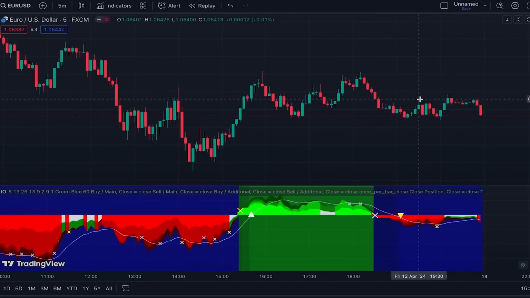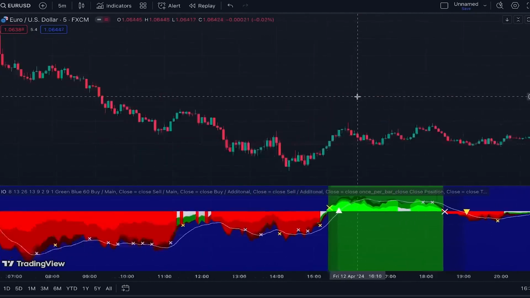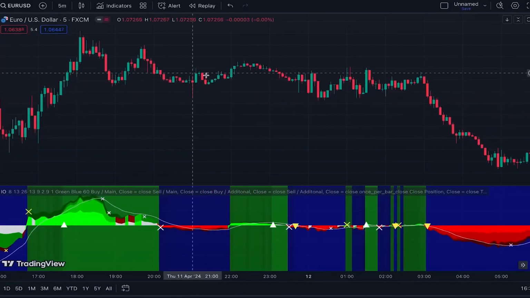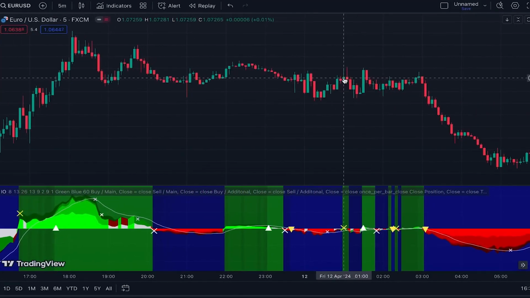The reason for this is that the market is in a trading range and moving flat here, as you can see. Let me scroll back to show you another example here. Here also the market is in a trading range, as you can see, and you will have the similar situation.